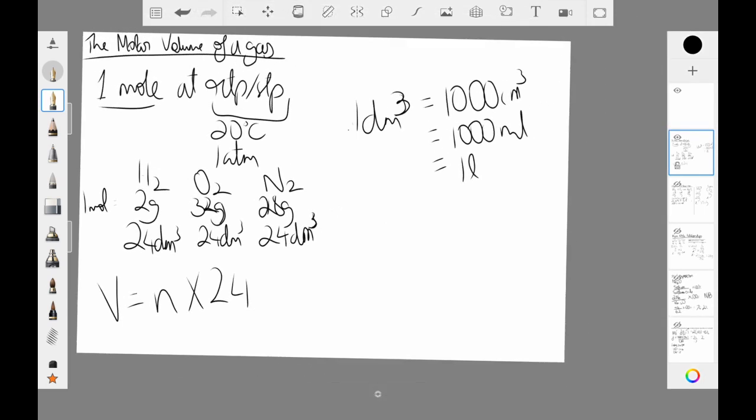And I lied again. We still have percentage purity and percentage yield left. So let's tackle that.